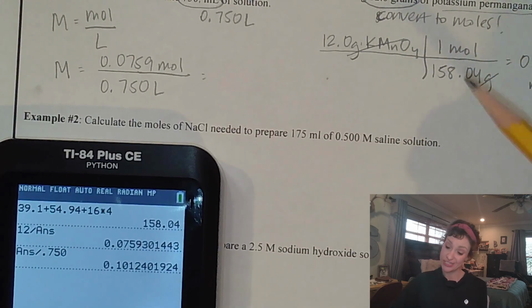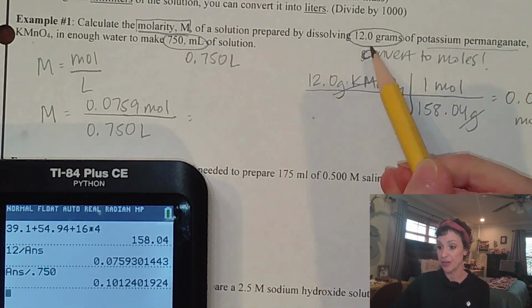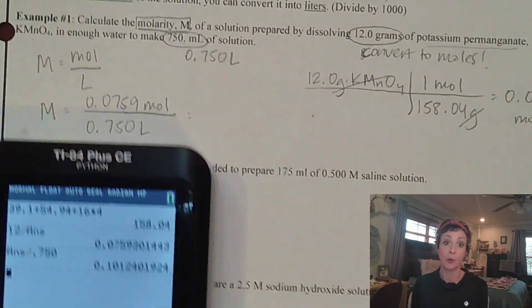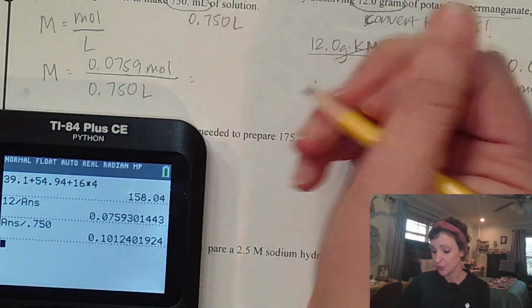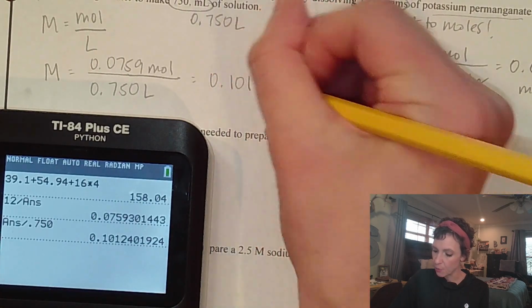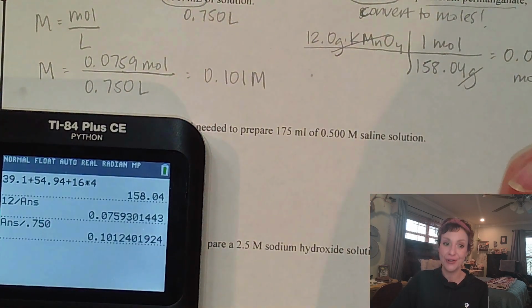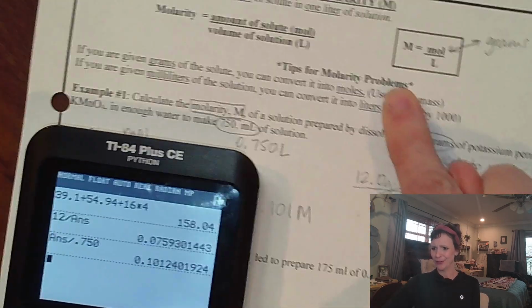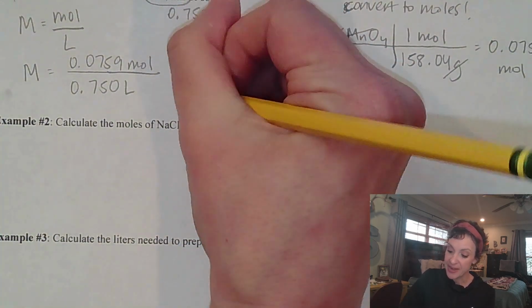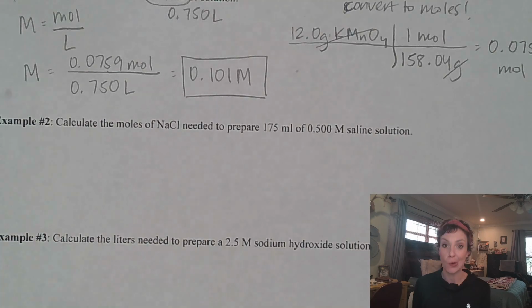Now, to round to the correct number of sig figs, I have to look at all the numbers in the problem. This number has 3 sig figs. This number has 3 sig figs, so I will round my final answer to 3 significant figures, which would be 0.101 M. The unit and the symbol for molarity is a capital M. So I would say that if I were to prepare this solution, it is a 0.101 molar solution of potassium permanganate.